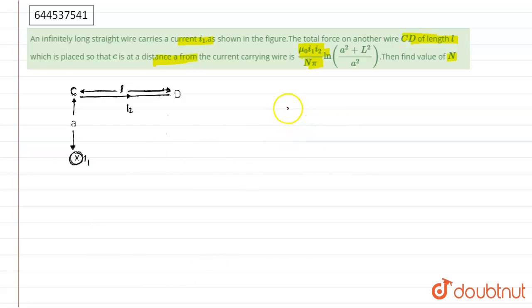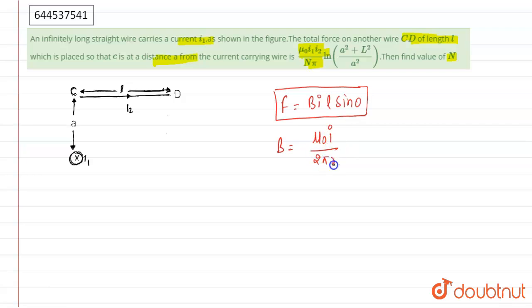As we know, the force on a current carrying wire is F equal to BIL sin theta. I is the current through the wire which is placed in a magnetic field, and B is the magnetic field due to the wire carrying the current I1. The magnetic field due to any infinitely long wire is equal to mu naught I upon 2 pi r. Okay, so we will use these two formulas.